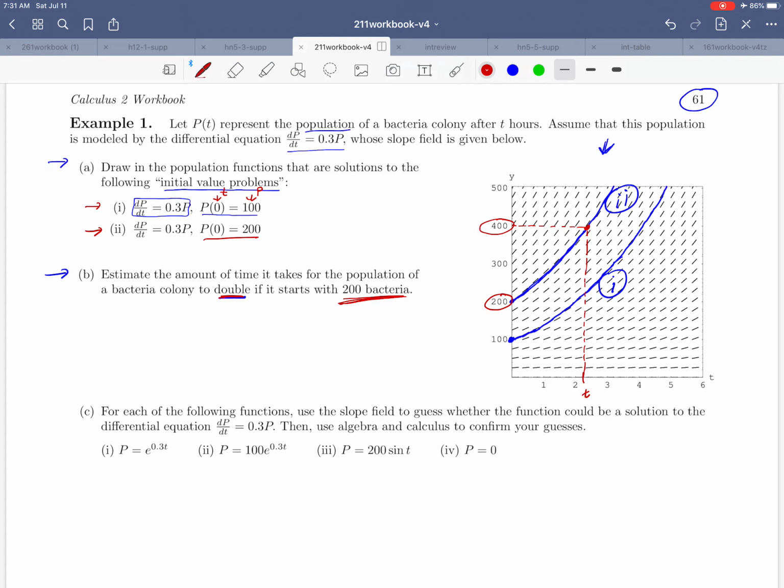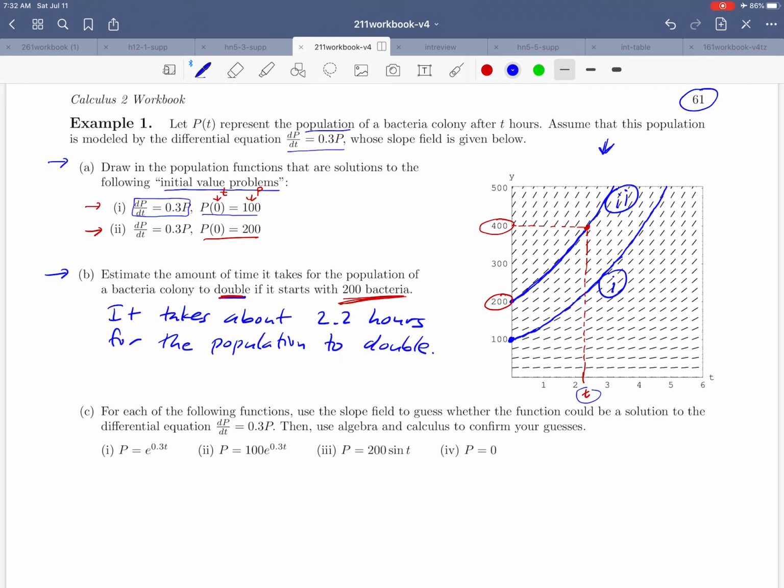And this is a very rough estimate. You may have drawn your curve, it might look a little bit different, and so you might have your t value occurring at a different point. But what would you guess that that number is about? Okay, I'd put it maybe at about 2.2, somewhere between 2 and 3 for sure. Okay, so we could say it this way. It takes about 2.2 hours for the population to double.